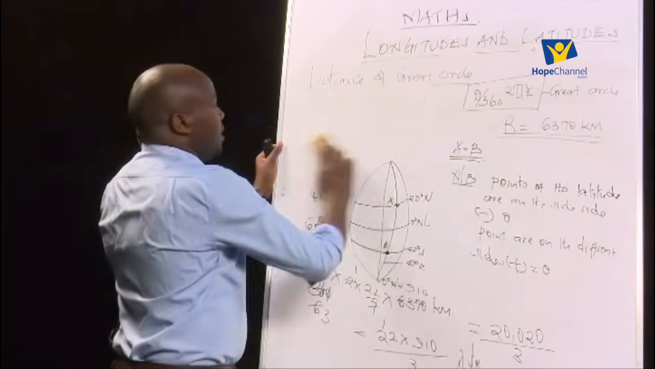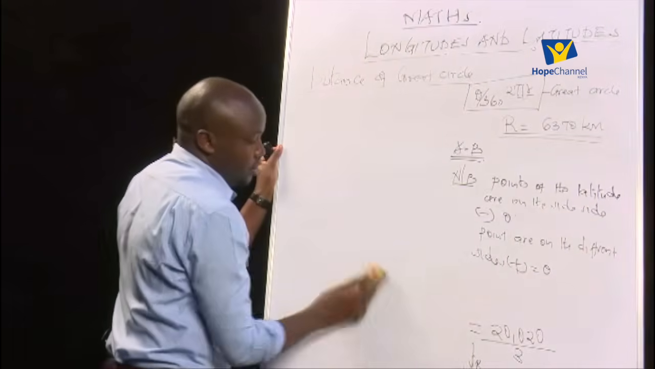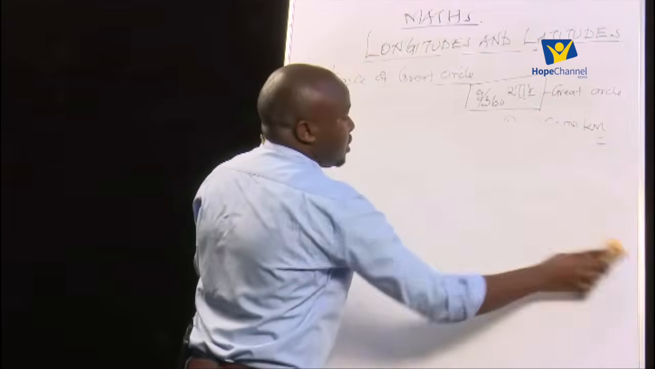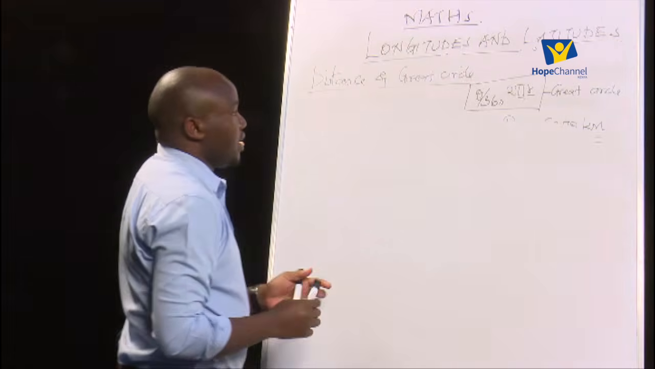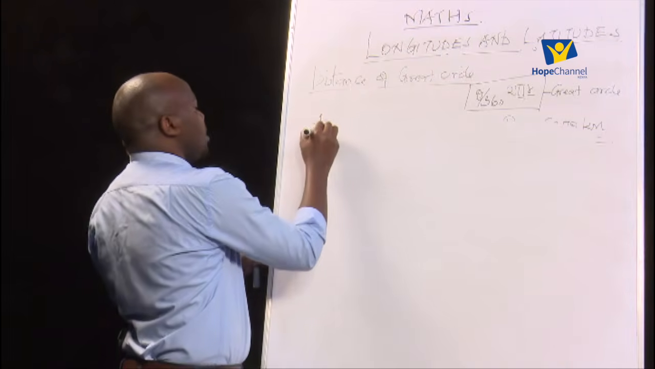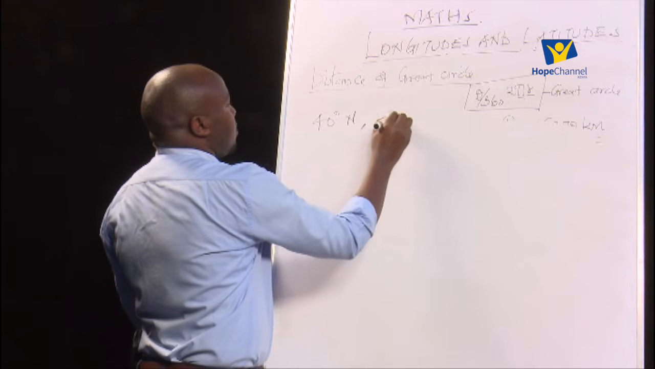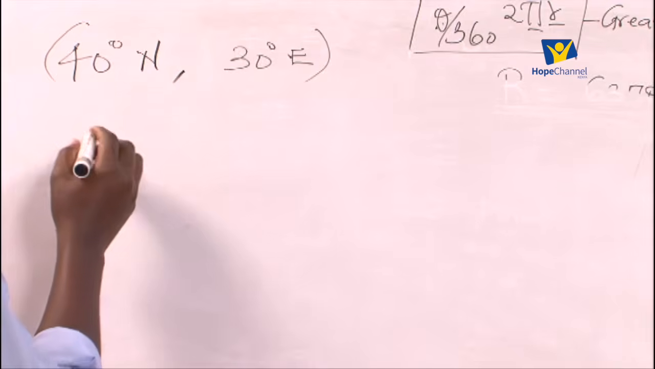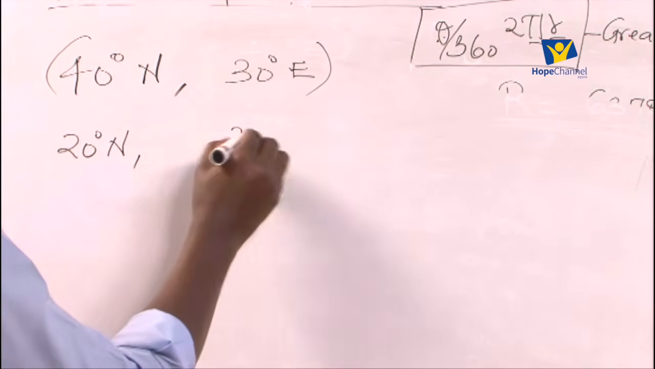Let's now do something else again on the same subtopic of the great circle, so that you can understand exactly where we are going and where we are coming from. I want to give another example. For example, I have now 40 degrees north, 30 degrees east, and I have 20 degrees north and 30 degrees east.